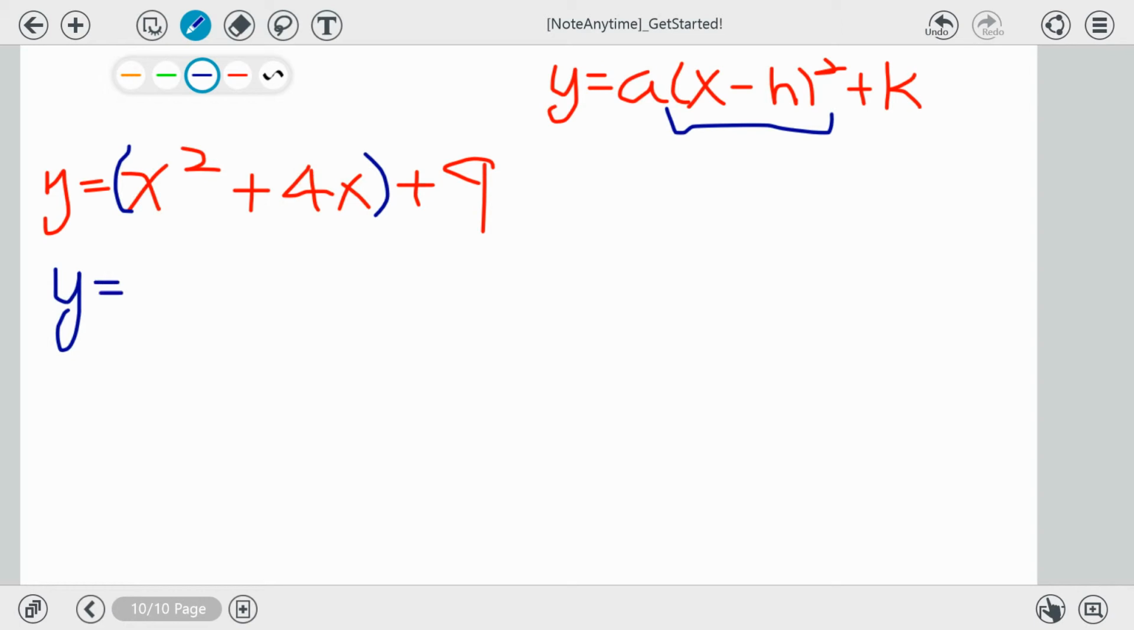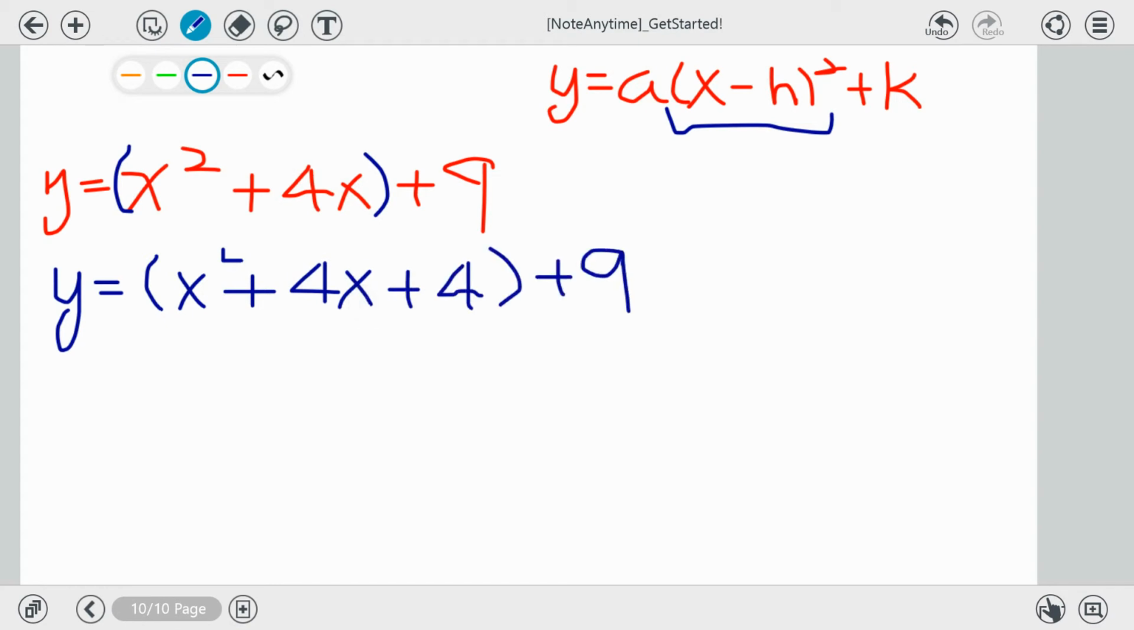So we now have y is equal to parentheses x squared plus 4x, and we know the last number has to be 4, and then we close the parentheses and we have 9 outside. Now as you can see, we just added 4 on this side. Last time we would add the 4 to the other side, but we really don't want to add anything to the left hand side of the equation because we want y to be by itself. So rather than adding it to the other side, we're going to subtract it right here. That way we didn't actually add 4, because 4 minus 4 gives you 0, and it goes right back to where it was.